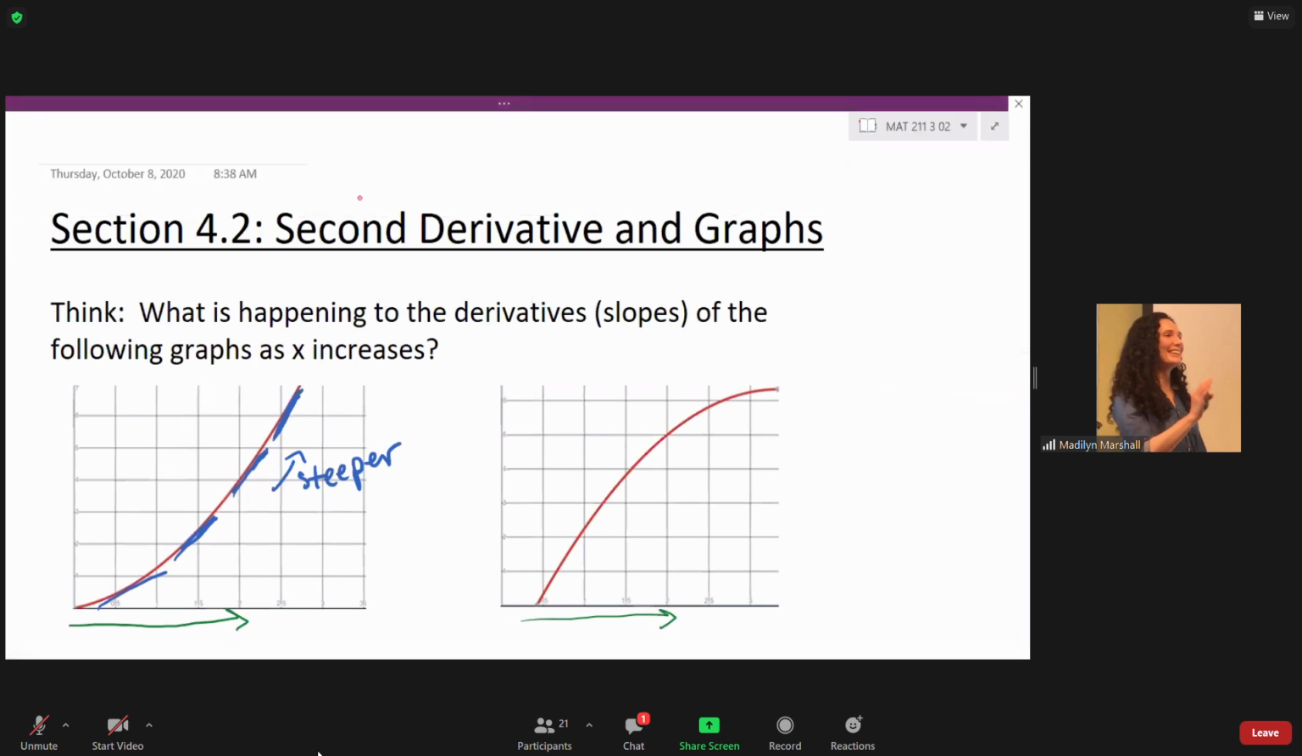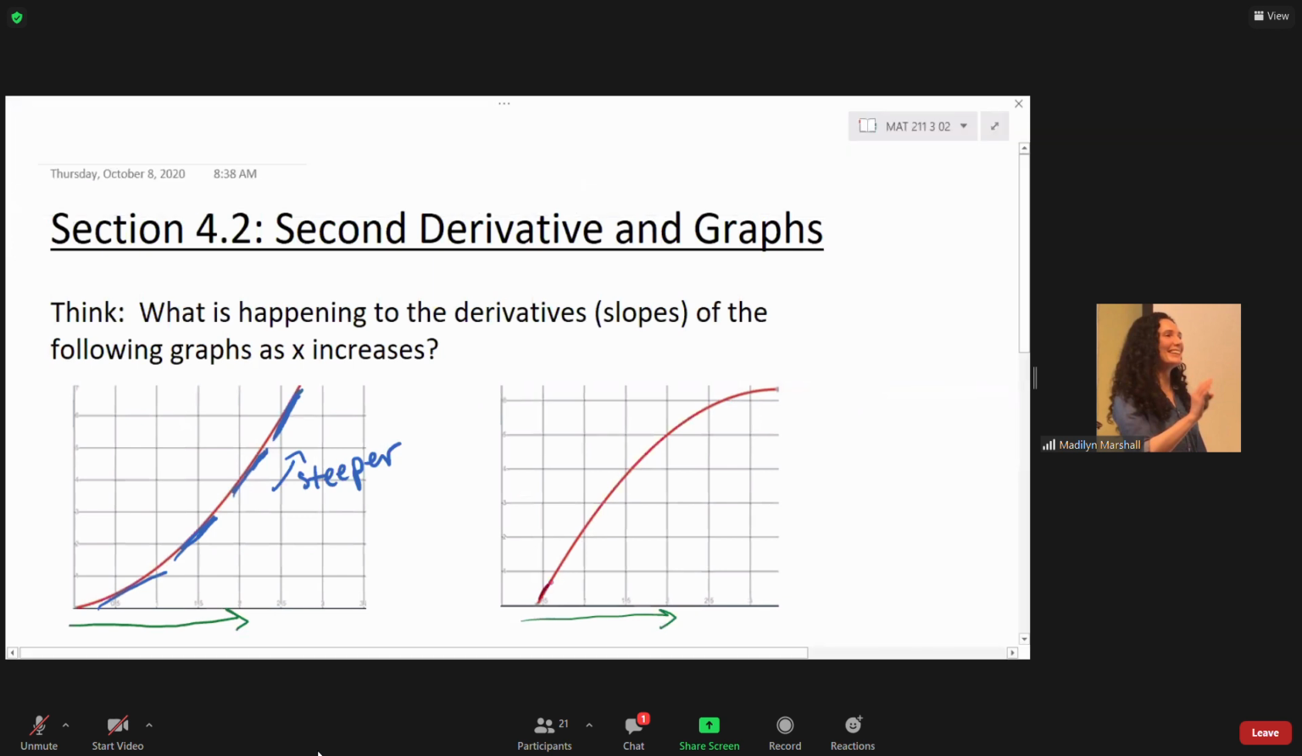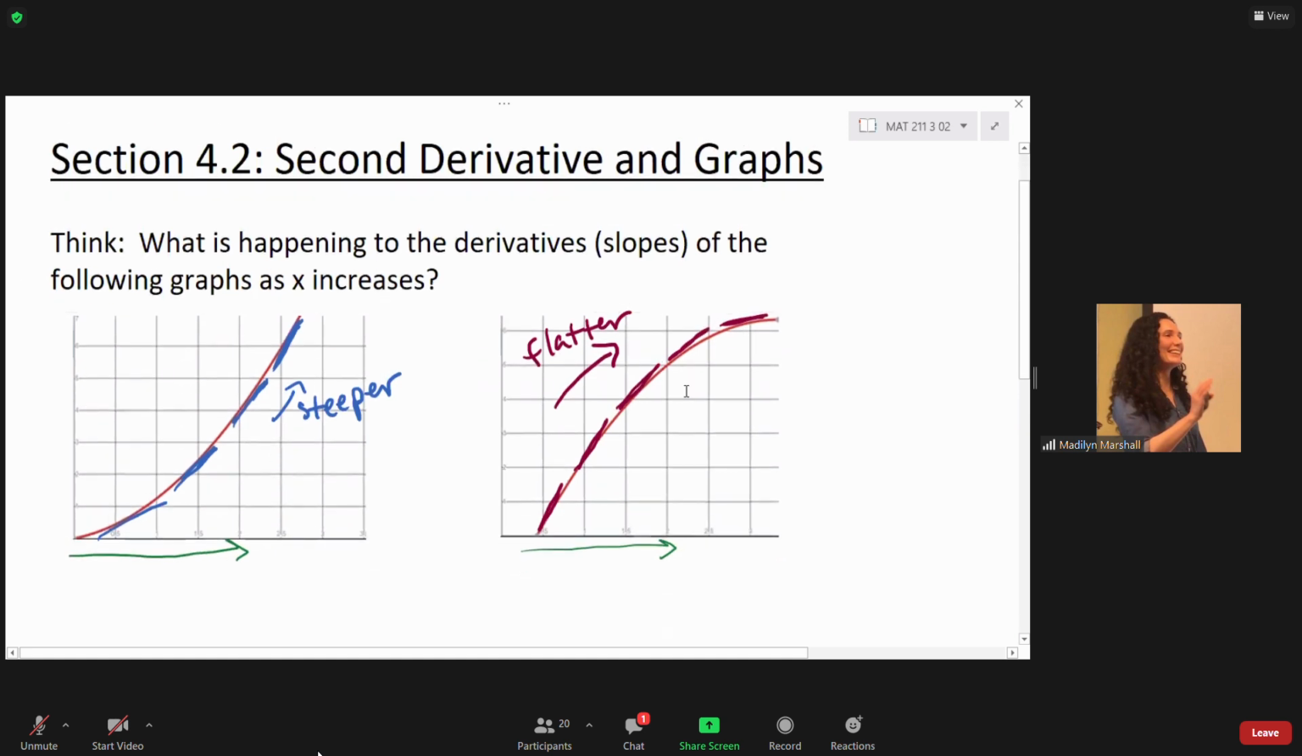Whereas on this other one, the slope is actually starting to get flatter. So it's like it's slowing down or decelerating. We're still moving. The function is still increasing, but the slope is getting flatter. So not only do we care about whether the function is increasing or decreasing, because both of these functions are increasing, but we also care about what the derivative is doing. Is the derivative getting steeper? Is it increasing, or is the derivative flattening out?